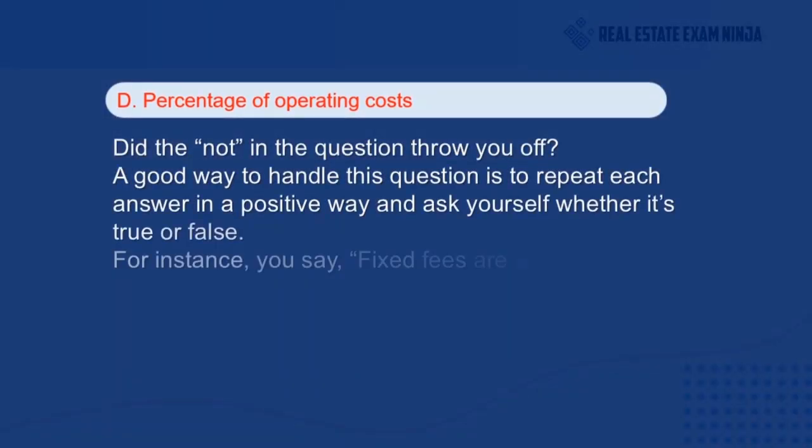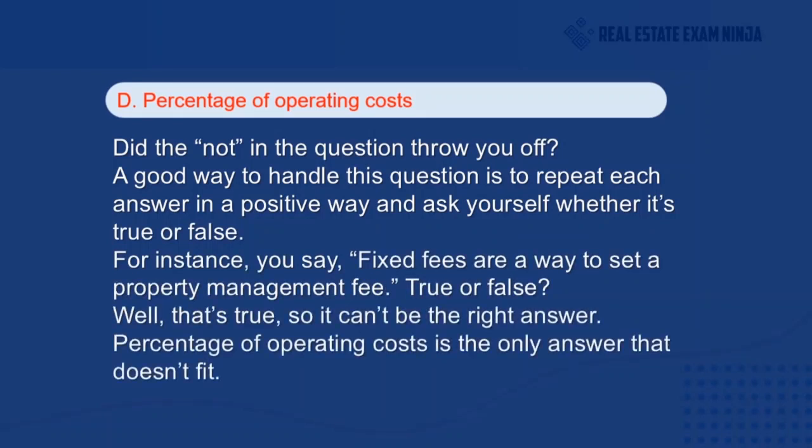Did the "not" in the question throw you off? A good way to handle this question is to repeat each answer in a positive way and ask yourself whether it's true or false. For instance, you say, fixed fees are a way to set a property management fee. True or false? Well, that's true, so it can't be the right answer. Percentage of operating costs is the only answer that doesn't fit.